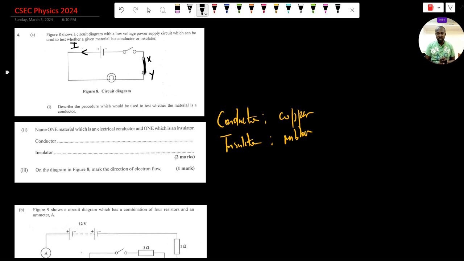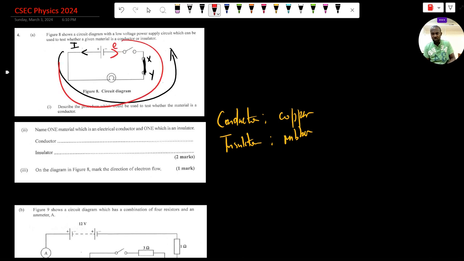So in this particular circuit, the conventional current I would flow from this end, the positive terminal of the battery, around the circuit in what direction is that now? In an anti-clockwise direction. However, if we're talking about electrons, the electrons would flow in the opposite direction, in a clockwise direction around the circuit.